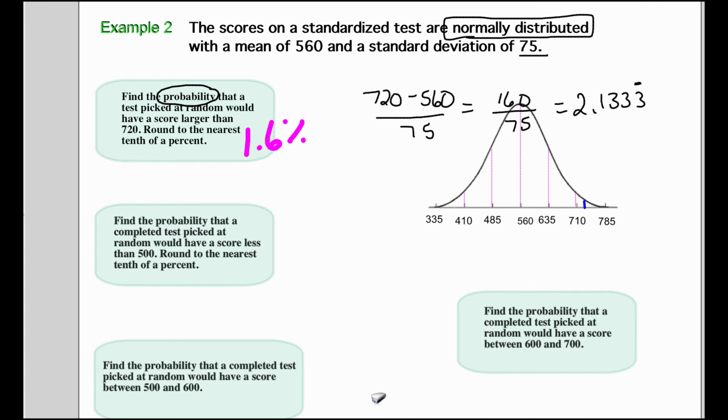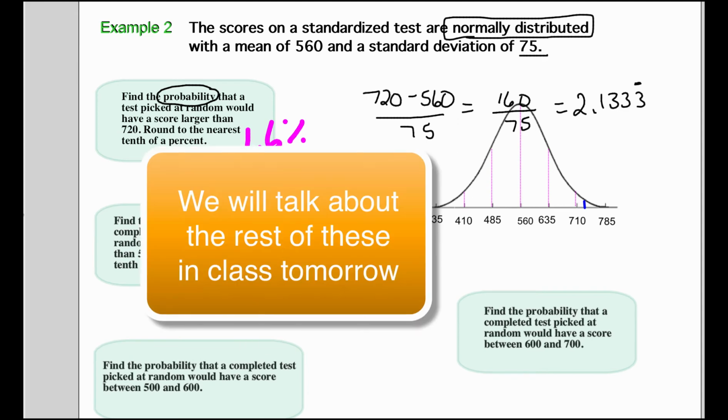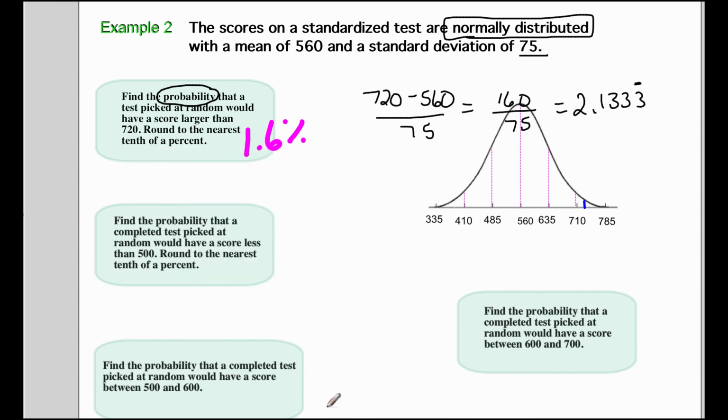So I could do all of these questions either way. I could use the actual numbers or I could use their corresponding z-scores. Most of the time you can use either one. Sometimes the problem is worded where you have to use one or the other.